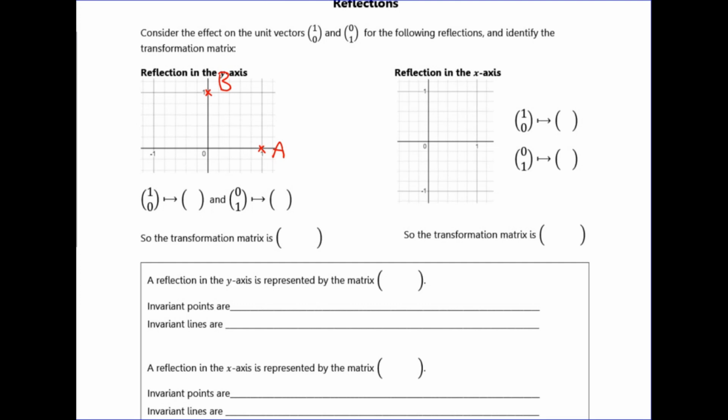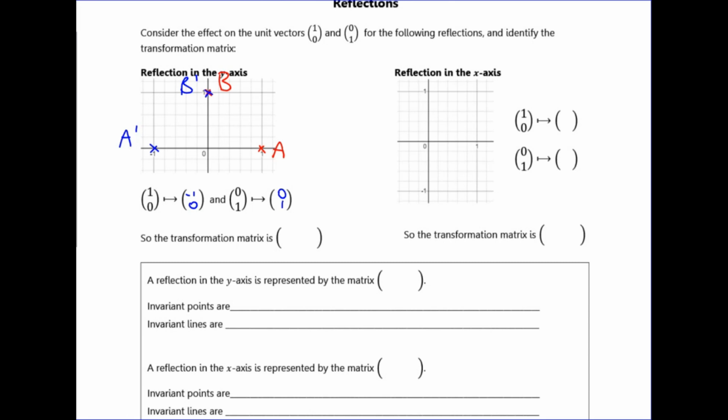So we're starting out with a reflection in the y-axis. If I start out with my points A and B, and I reflect these in the y-axis, A gets reflected over here. And I'll put the image of A, so A dash, over here. And B is on the y-axis. If it gets reflected in the y-axis, it stays where it is. That's B dash, that's the image of B. So we can say that the point 1, 0, the vector (1, 0), goes to (minus 1, 0) when it gets reflected in the y-axis over here. And the point 0, 1, or vector (0, 1), stays at (0, 1).